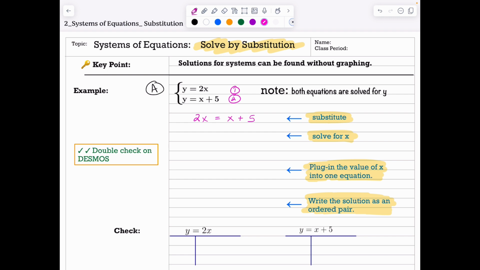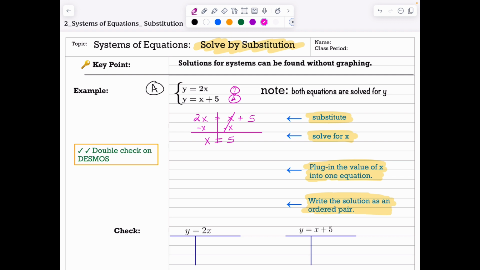Now that I have them set up together, in one equation with one variable, I can solve for x. So I'm going to subtract x from both sides here. On the right side, those x's will cancel. On the left side, I have just plain old x. So x is equal to 5.